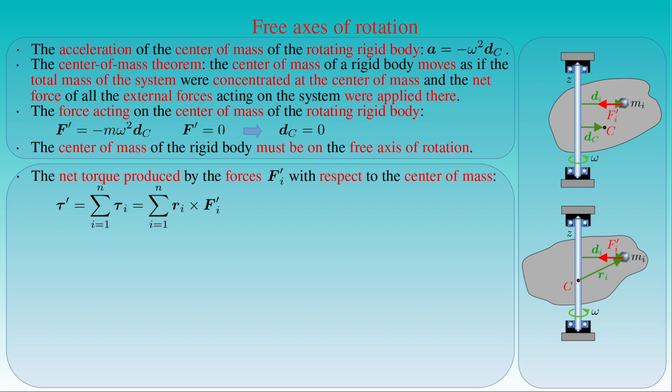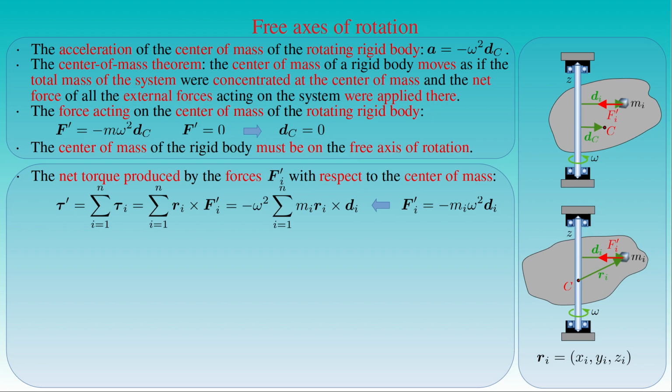As already seen, the force Fi' is equal to minus mi times omega squared times di, and the net torque is given by minus the square of the angular velocity omega, times the sum of the mass mi times the cross product of the position vector Ri and the distance vector di, from i equals 1 to n. Let xi, yi and zi be the coordinates of the position vector Ri in the Cartesian coordinate system attached to the rotating body, that is, where the coordinate system rotates with the angular velocity omega about the z-axis.